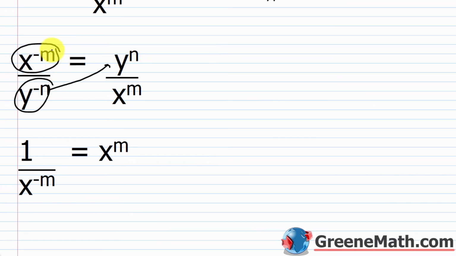Same thing here. X gets dragged across the fraction bar. It's now in the denominator. And notice how the sign on the exponent has changed. Here it's negative, here it's positive. So if you drag something across the fraction bar, from numerator to denominator or from denominator to numerator, you just need to change the sign of the exponent.